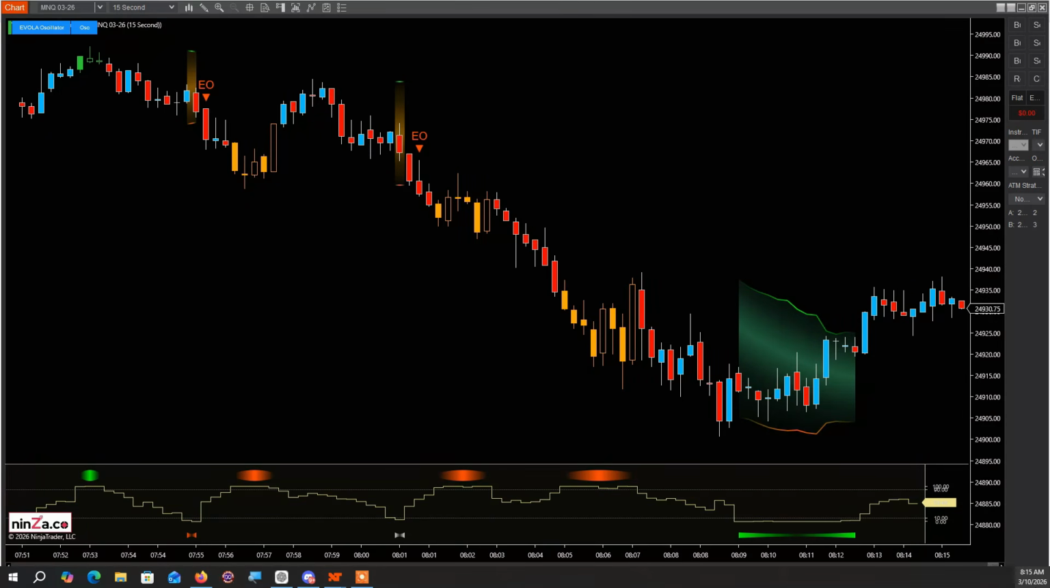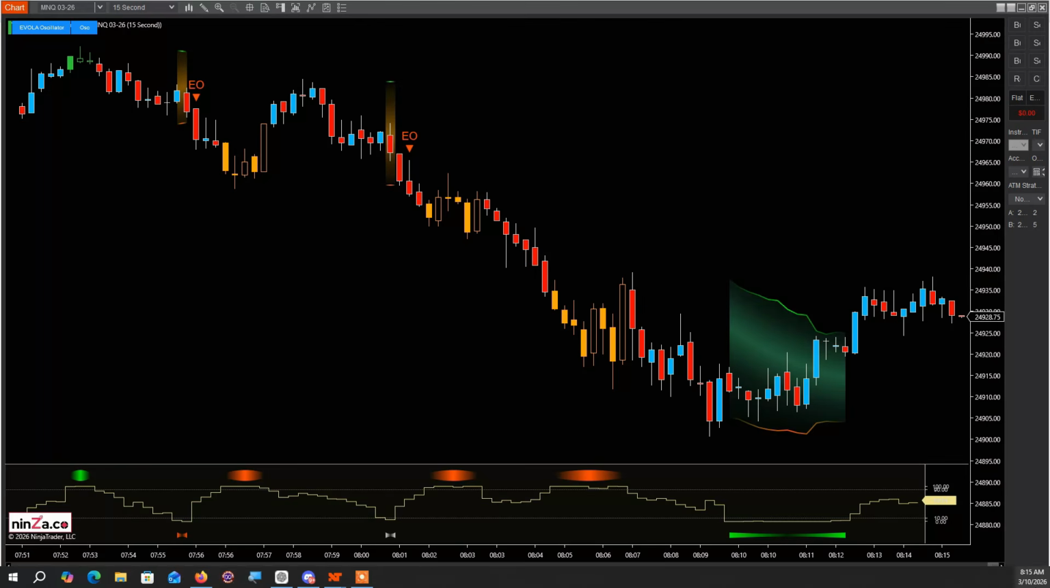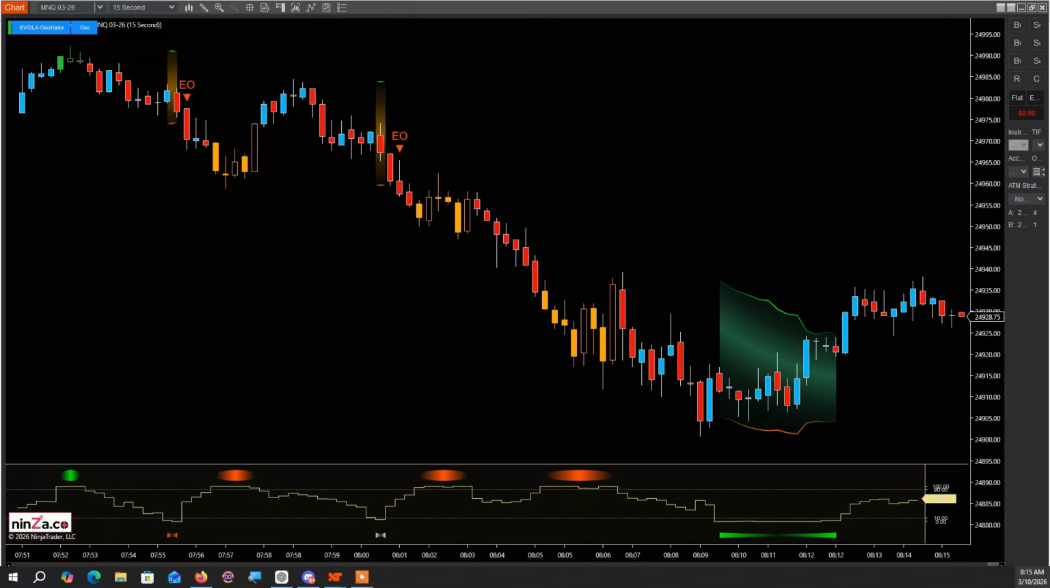A signal begins forming during the compression phase. This is when the oscillator moves into the lower shaded zone. In this phase, volatility is low, candles tend to overlap, and price trades in a relatively tight range. This environment often means the market is balancing, with buyers and sellers temporarily in agreement. But historically, these quiet periods tend to be followed by stronger moves once that balance breaks.